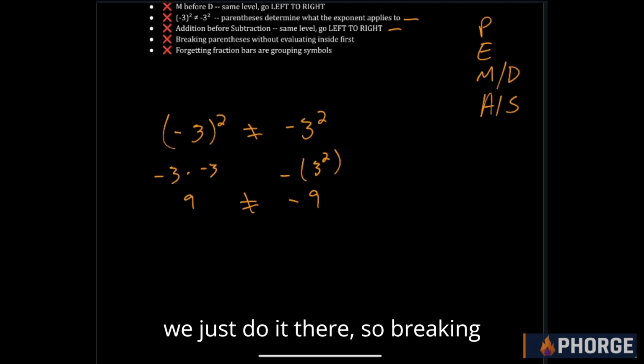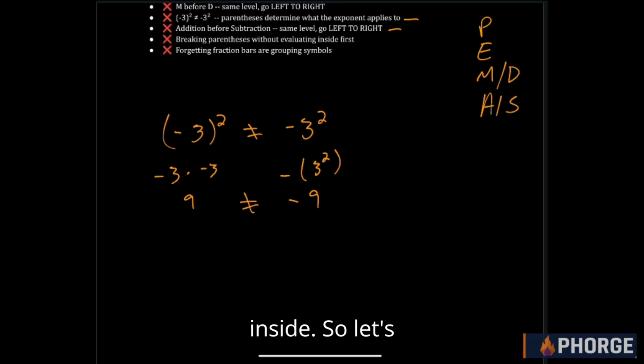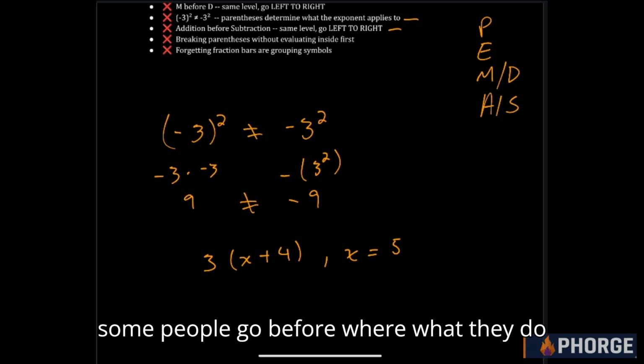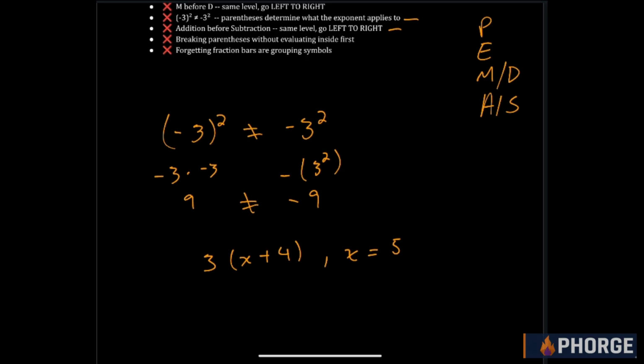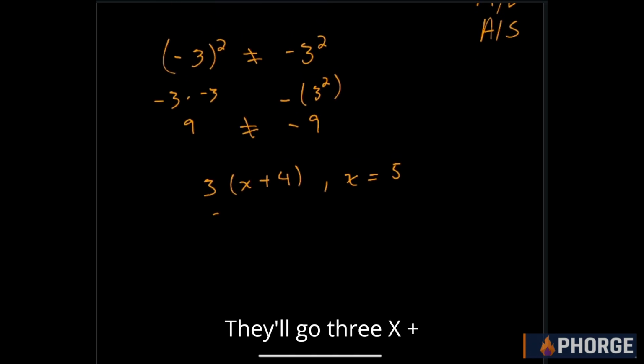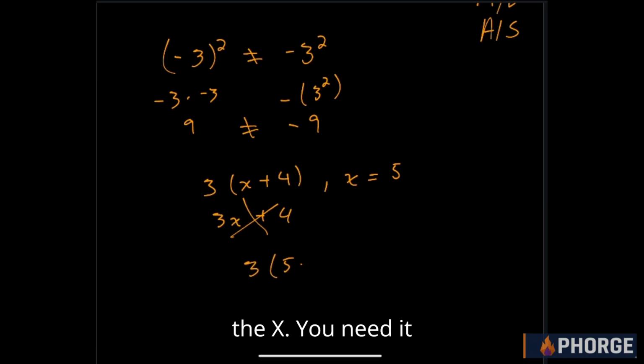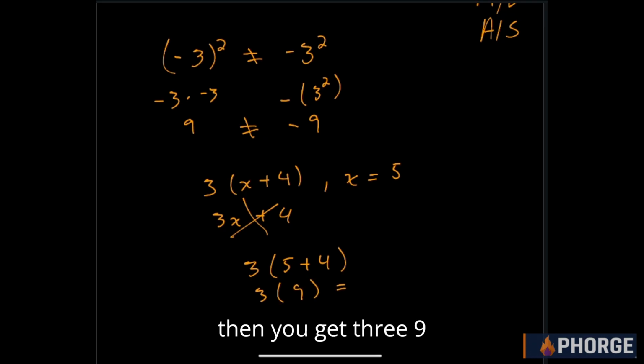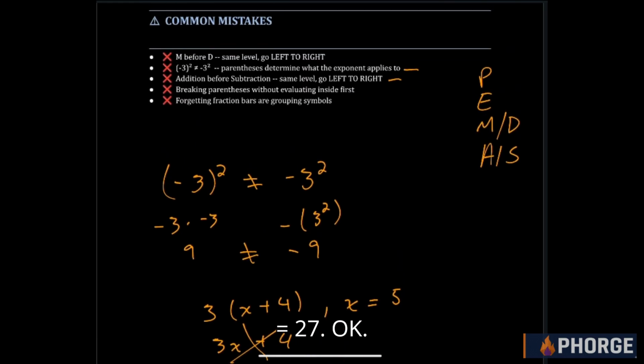So, breaking parentheses without evaluating the inside. Let's say we have 3x plus 4 when x is equal to 5. I've seen some people go before where they'll go 3x plus 4 and just write 35 plus 4. You cannot do that. You need to plug in the x. You get 3 times 5 plus 4, and then you get 3 times 9 equals 27. Okay.